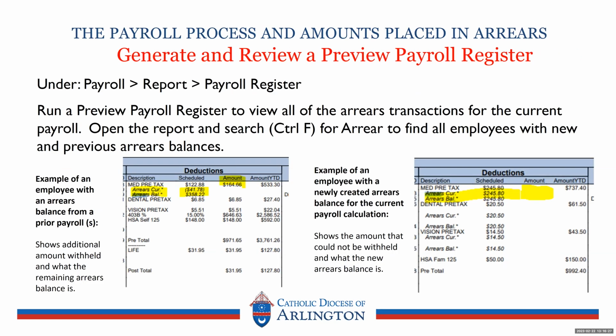To run a preview payroll register in payroll, click on the reports icon and search for the payroll register report. The preview payroll register will provide you with information on an employee's arrears activity for the current payroll. To find arrears entries on the report, press and hold simultaneously the Control key and the F key to open a search box. Enter the word arrear, and you will be taken to all employees who have arrears activity during the current and past payrolls.